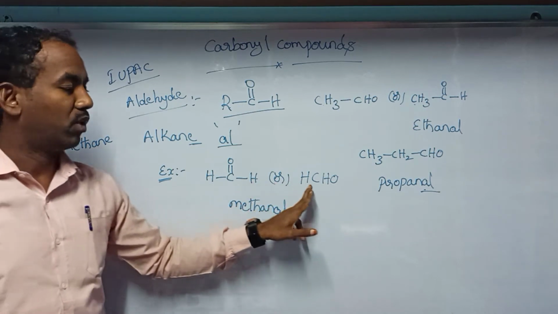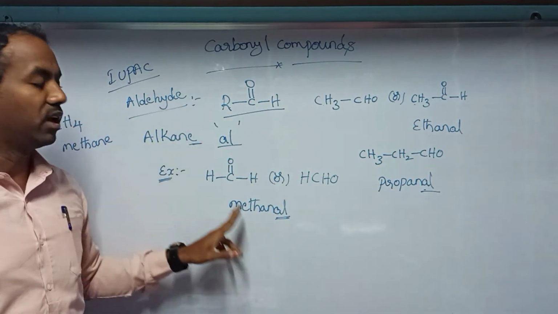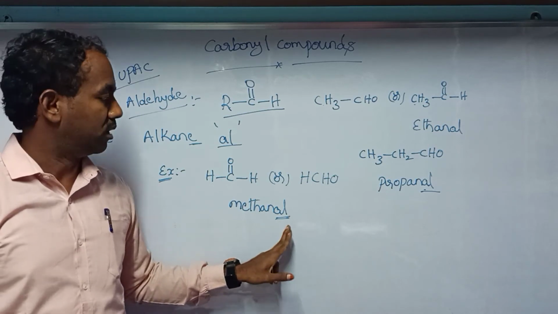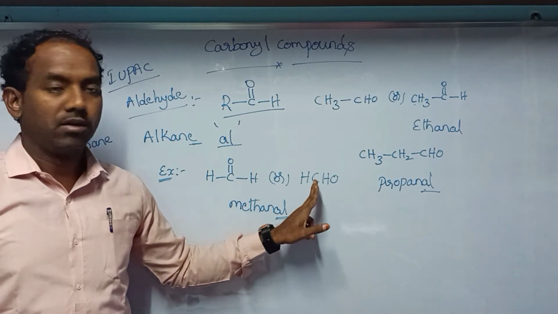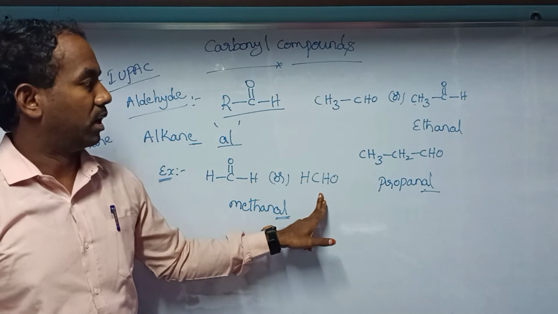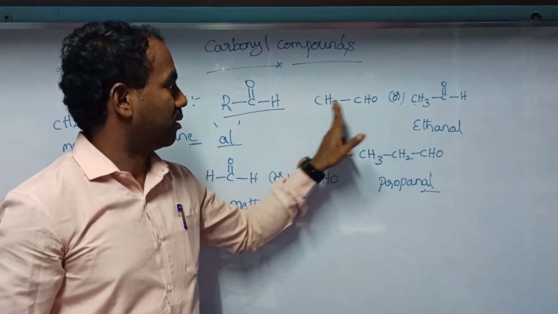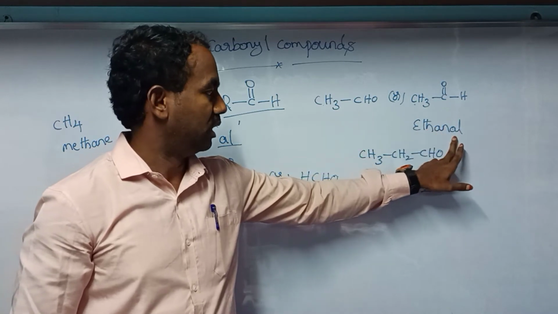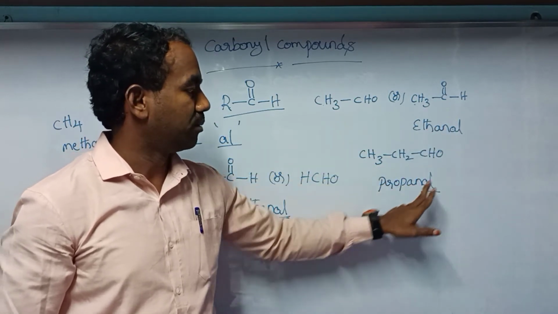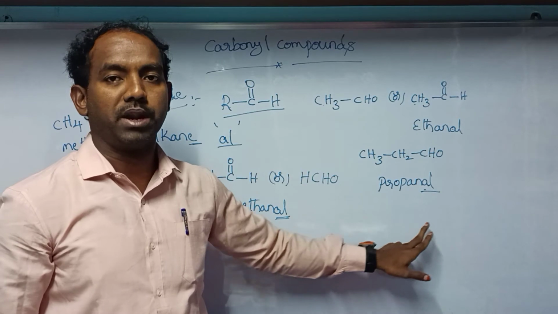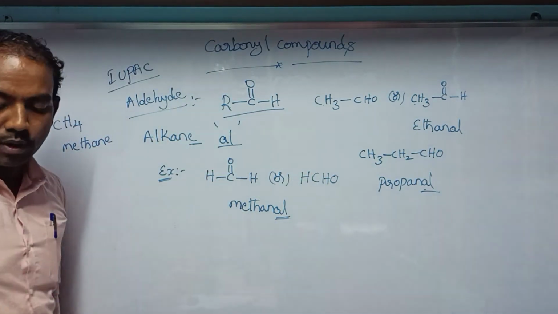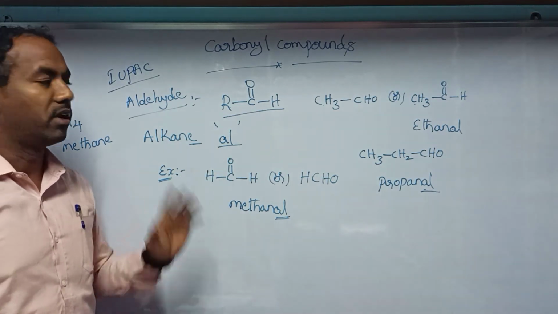For example, with 1 carbon atom, what is the IUPAC name? Methanal is the IUPAC name of the aldehyde which contains only 1 carbon atom. Next, with 2 carbon atoms, the aldehyde name is ethanal. With 3 carbon atoms, propanal. With 4 carbon atoms, butanal. Right? Okay. Next, we'll go for IUPAC nomenclature for ketones.